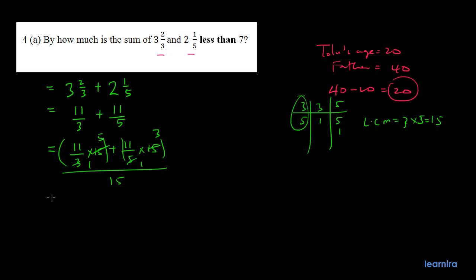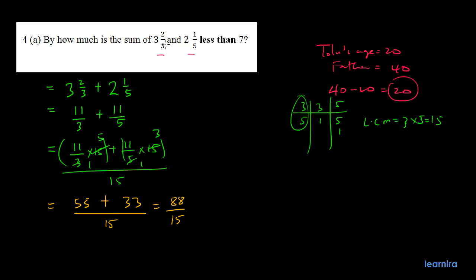So we'll be left with 11 times 5 is 55, and 11 times 3 is 33, all over 15. This is equal to 55 plus 33, which gives us 88 all over 15. Now we've gotten this improper fraction. Now we need to go to the question.